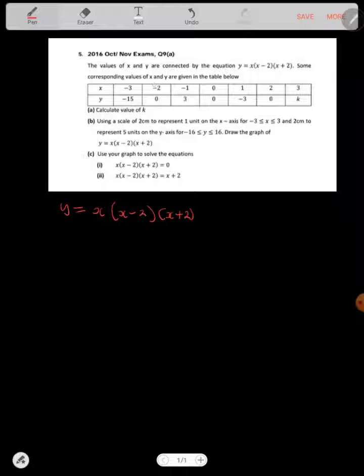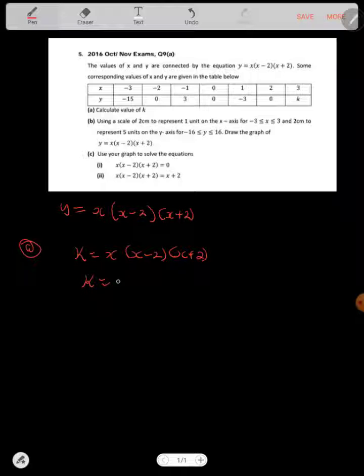Some corresponding values of x and y are given in the table below. So we have x and y, the values of x have been given, also the values of y have been given except for k. And they're saying find the value of k. So how do you find the value of k? When you look at the value of k here, it's just the same as the value of y. So where there's y, we can just replace k. So k is equal to x, x minus 2, x plus 2.